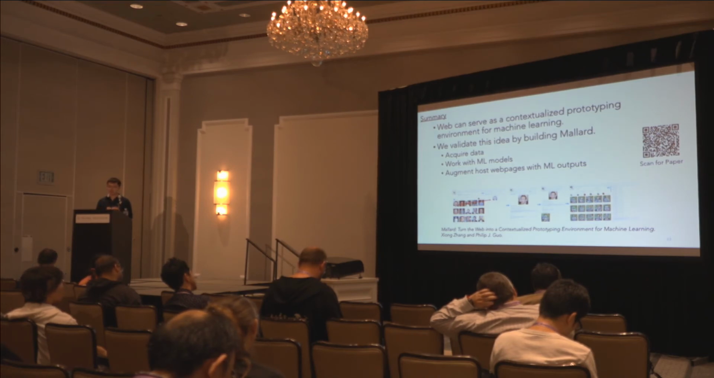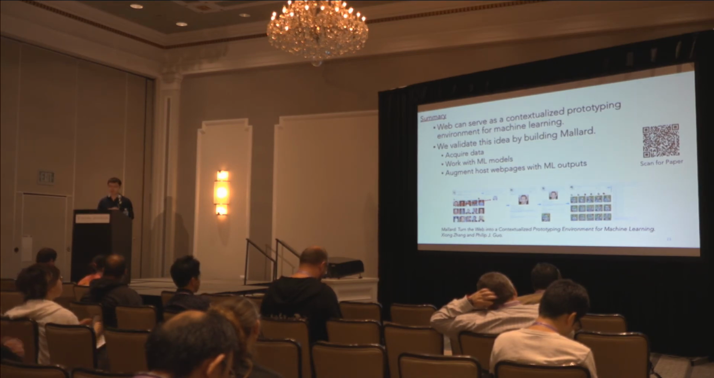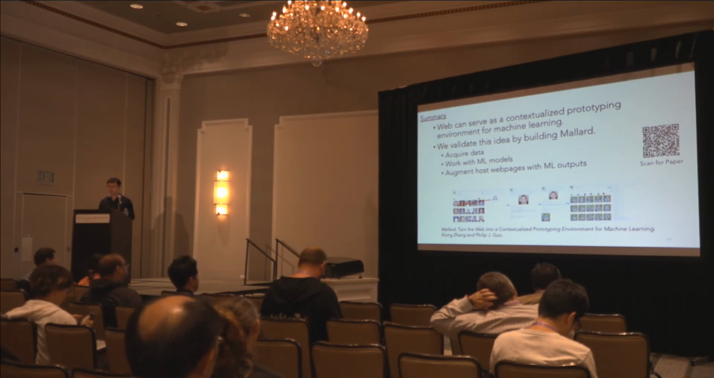Okay. So to summarize, in this work, we found that the web can serve as a contextualized prototyping environment for machine learning by unifying code and data within a domain-specific browser developer tool. And we validate the idea by building Mallard, a system with the scaffoldings to help users acquire the data, work with models, and augment the host page with the model's outputs.